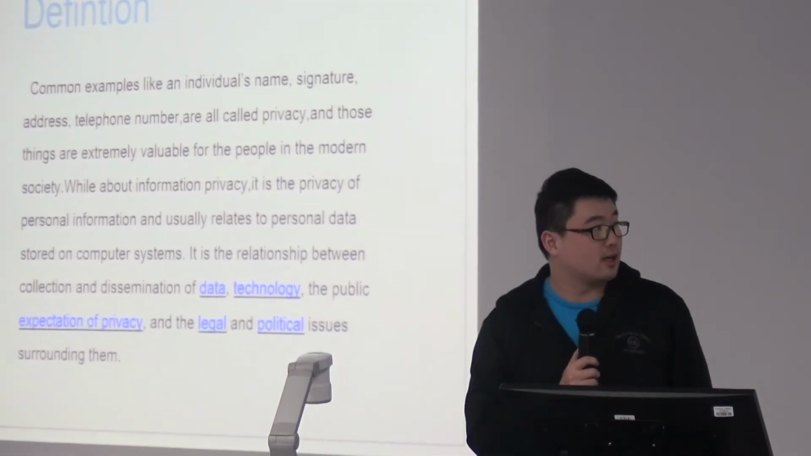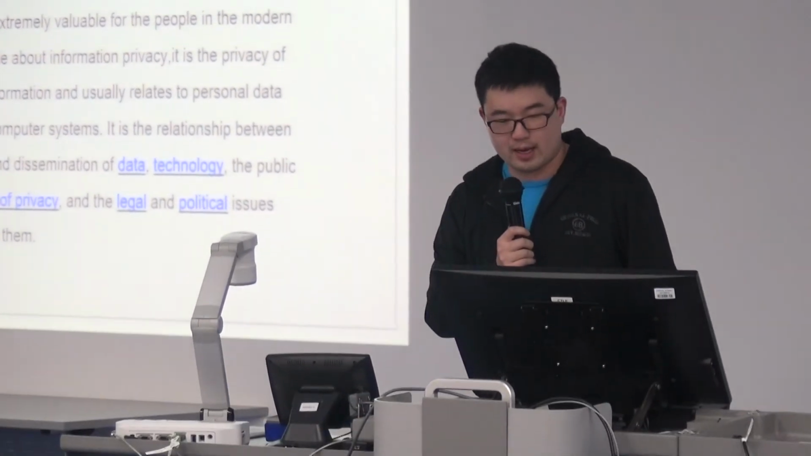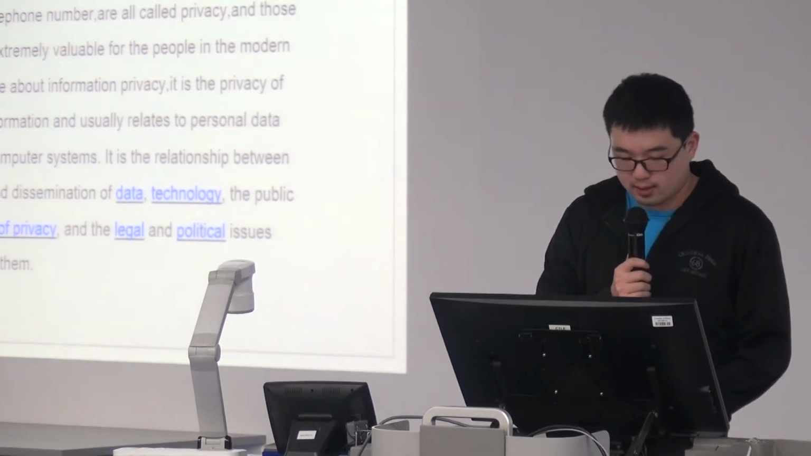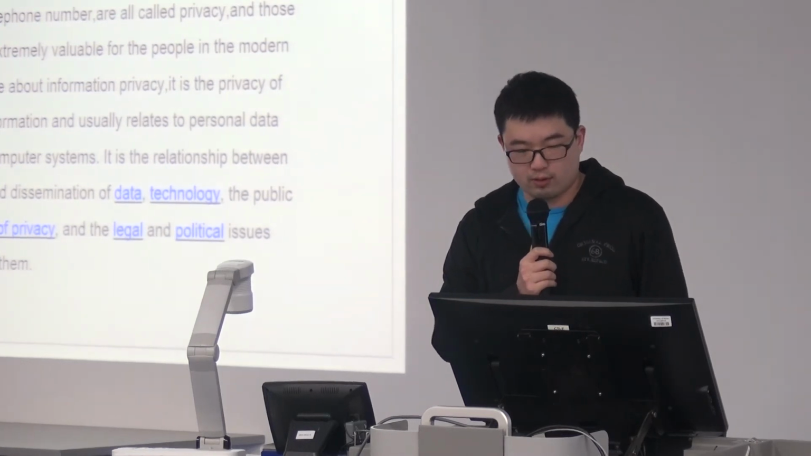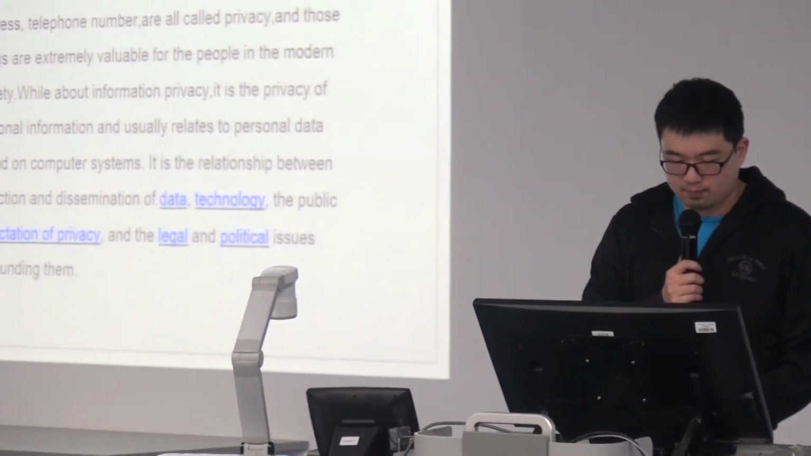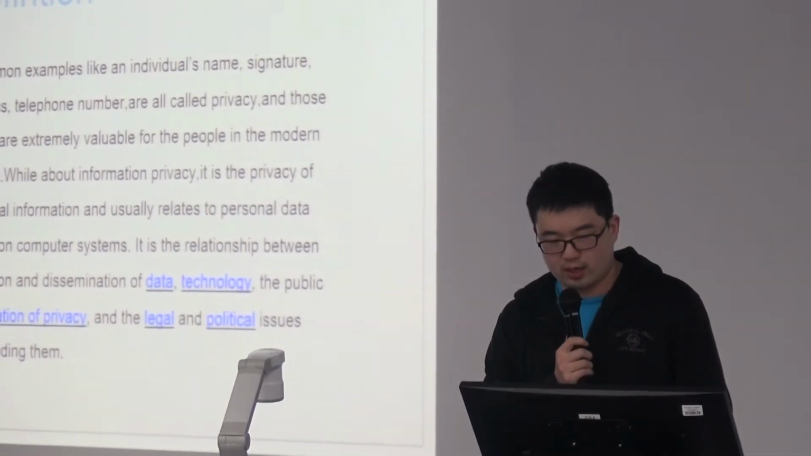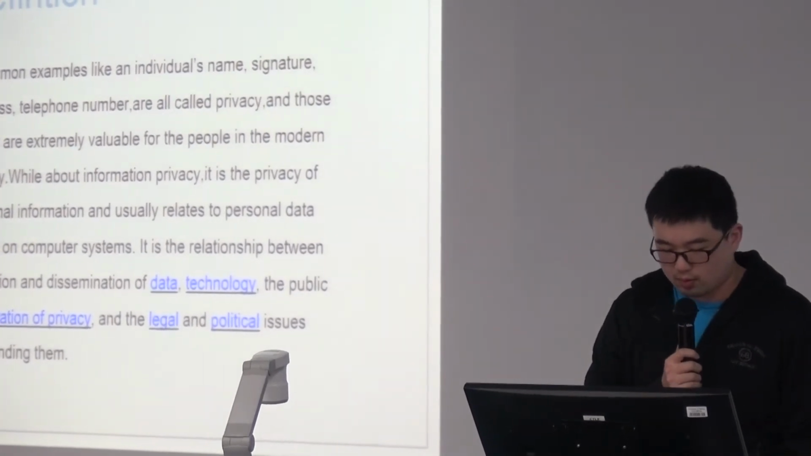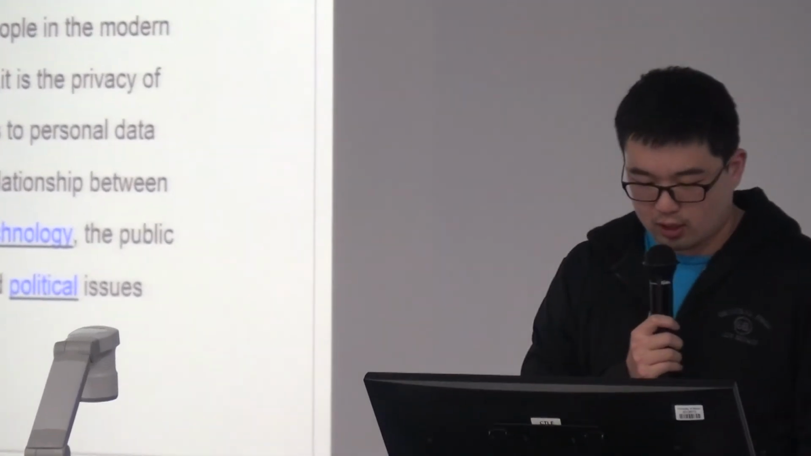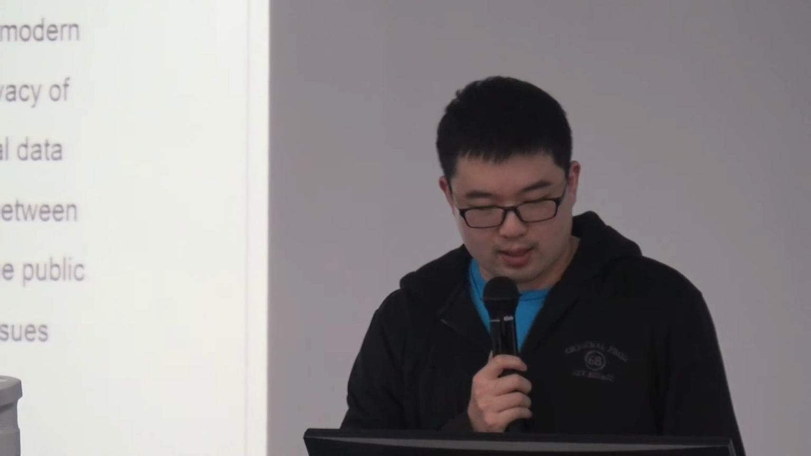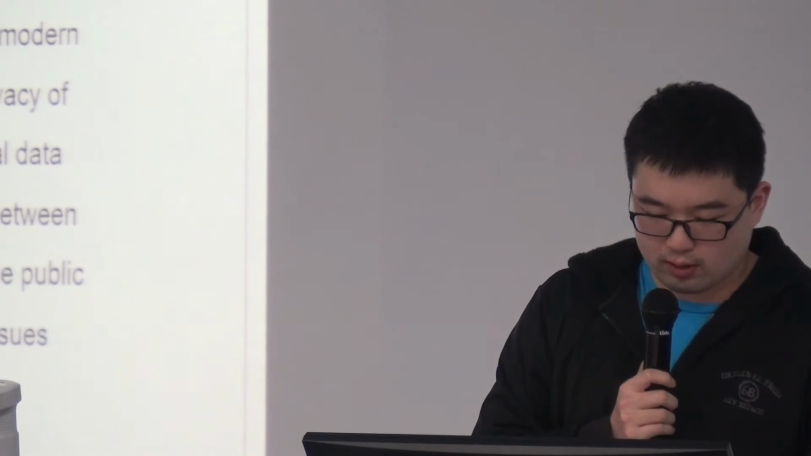So first, the definition of information privacy. Common examples like an individual's name, signature, address, and telephone numbers are all called privacy. Those things are extremely valuable for people in modern society. Information privacy is the privacy of personal information and usually relates to personal data stored on computer systems. It is the relationship between the collection and dissemination of data, technology, the public expectation of privacy, and the legal and political issues surrounding them.